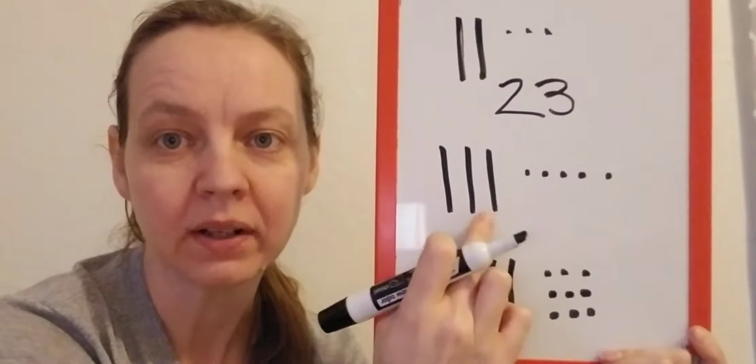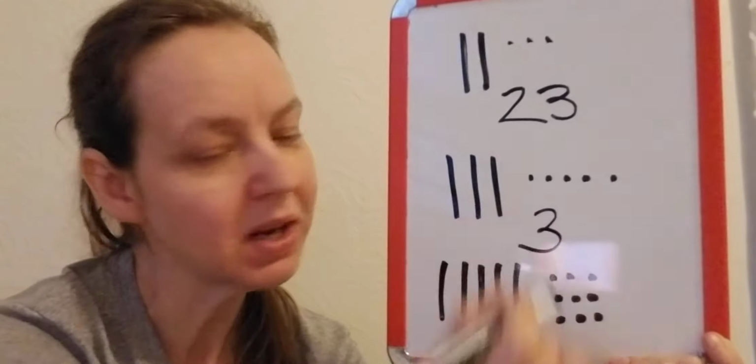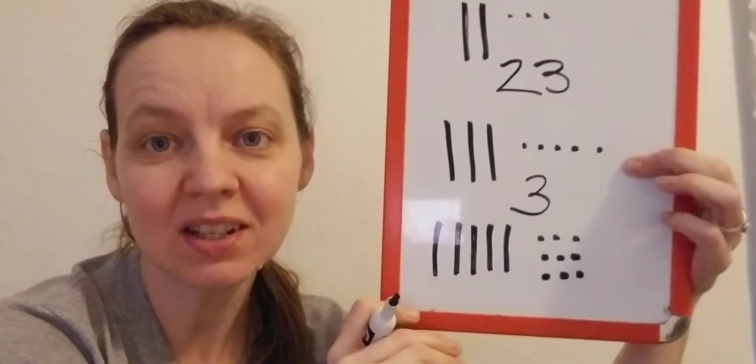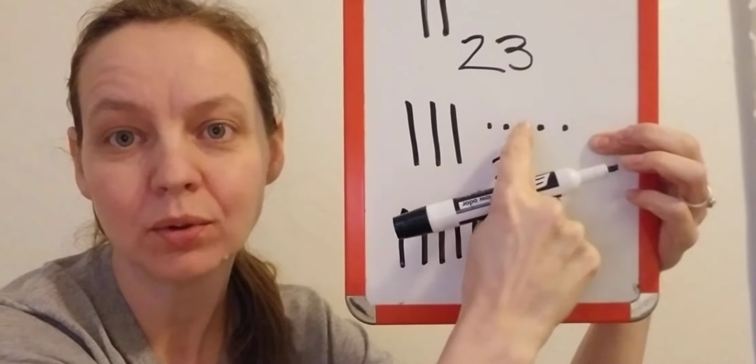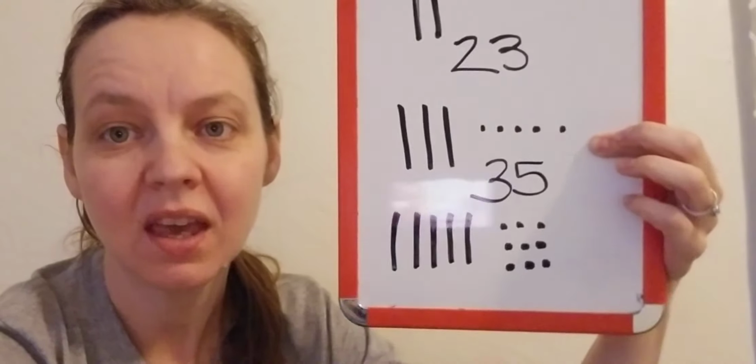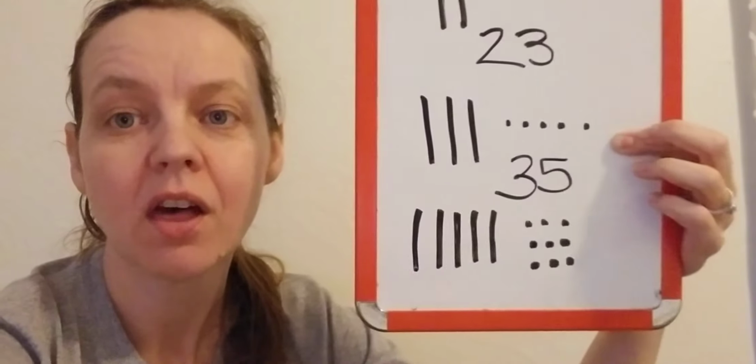How many tens do you see? 1, 2, 3. So I hope you wrote a 3. If you didn't, fix it. It's okay. Just fix it up. How many ones did you see? 1, 2, 3, 4, 5. So we put a 5 right there. And what number did we make? If it starts with a 3, it's a 30.